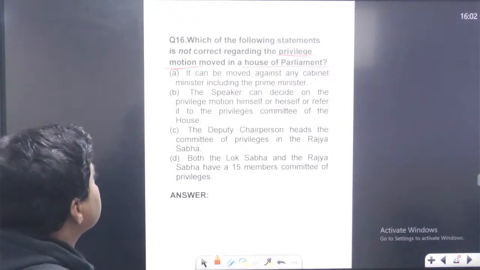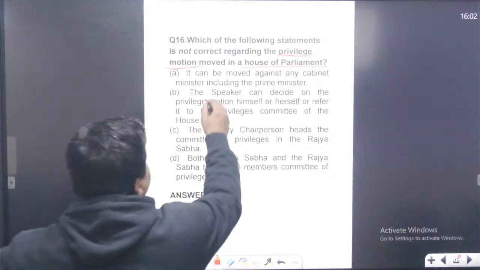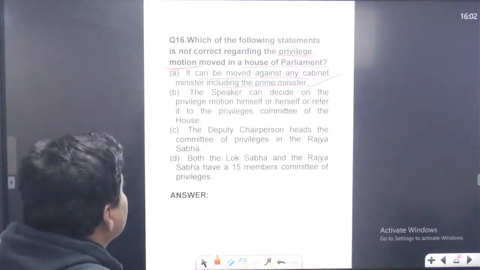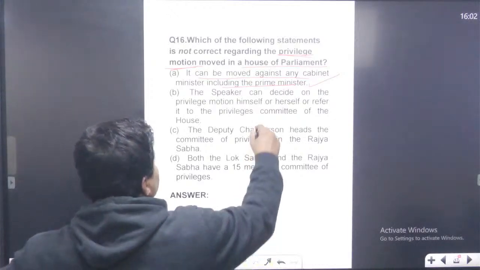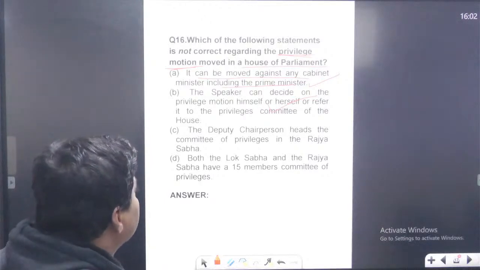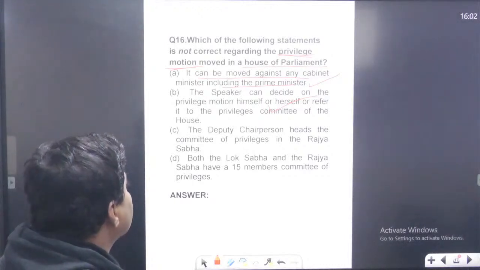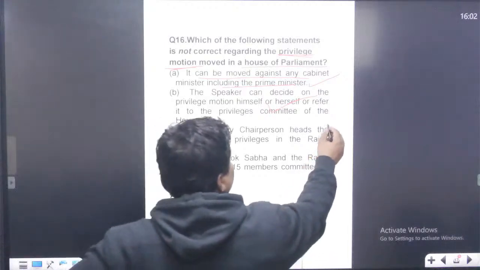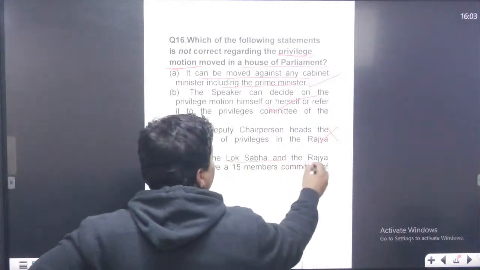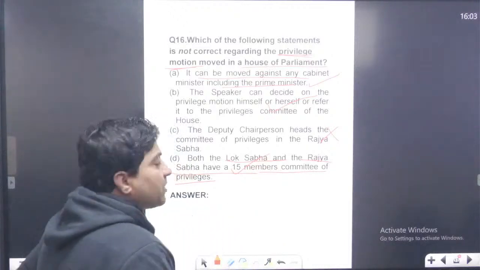It is asking which is not correct. It can be moved against any cabinet minister. It is correct, it can be moved against any minister. The Speaker can decide on this privilege motion himself or herself, or refer it to the committee. This is also correct. The Deputy Chairperson heads the committee of privilege in the Rajya Sabha. The Chairperson does. Both the Speaker of the Lok Sabha and the Rajya Sabha have a 15-member committee of privilege.